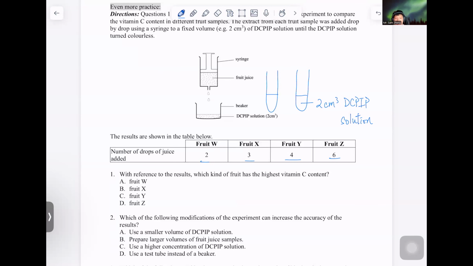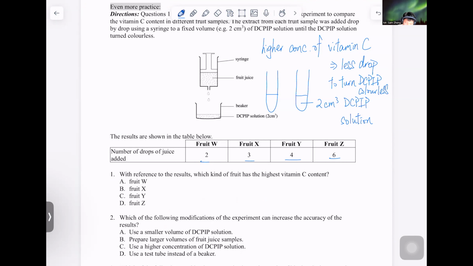Two test tubes. Then we notice that the higher the concentration of vitamin C, then in this case, that means fewer drops to turn the DCPIP solution colorless.